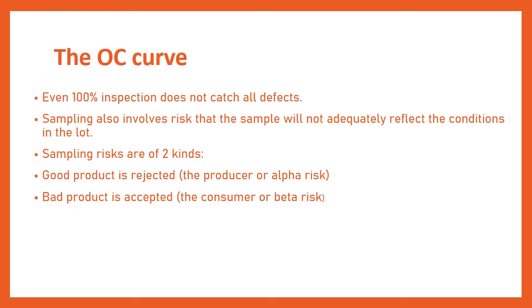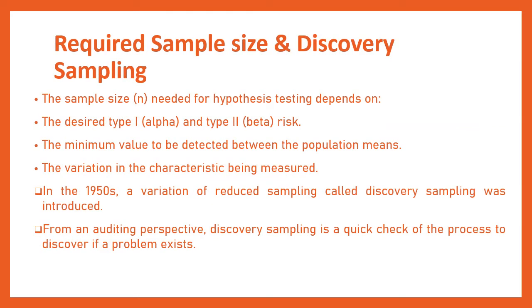Next, the OC curve. Even 100% inspection does not catch all defects. Sampling also involves risk that the sampling will not adequately reflect the conditions in the lot. Sampling risks are of two kinds. Good product is rejected, because of the producer or alpha risk. Bad product is accepted, because of the consumer or beta risk.